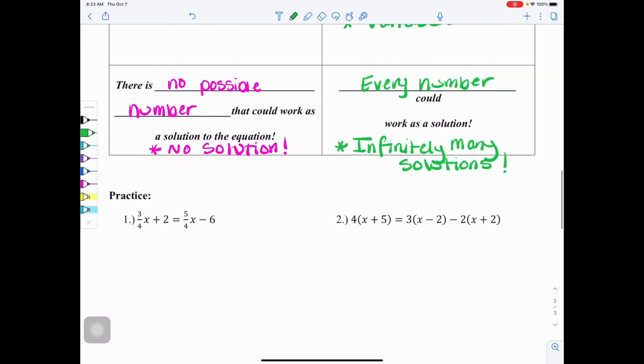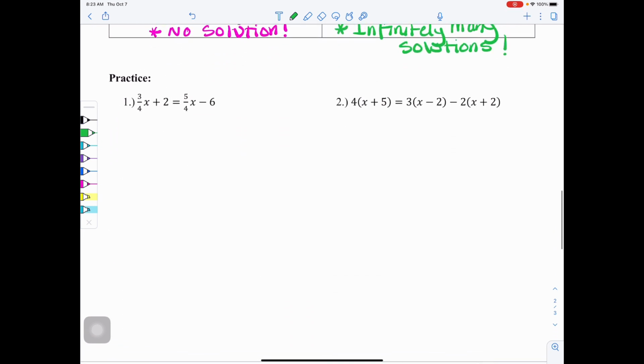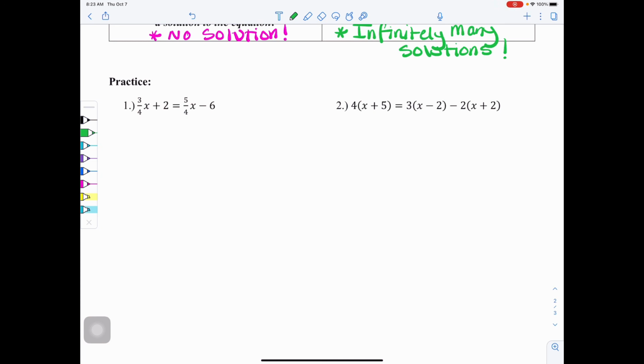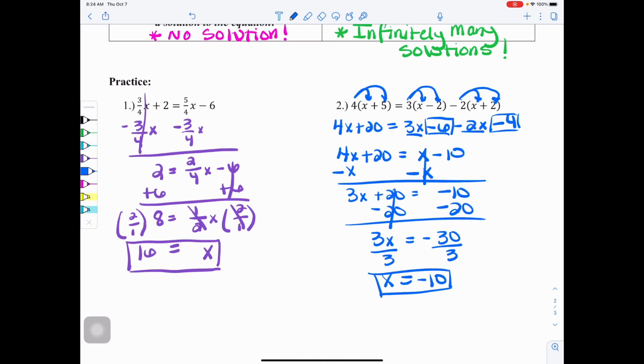Now at this time, there are two practice questions that I would like you to try on your own. So you're going to please pause the video, try these two problems, and then when you're ready to check your answers, you can resume the video to go over them. Okay, at this point, you've tried your two practice problems. Let's go over the answers together.